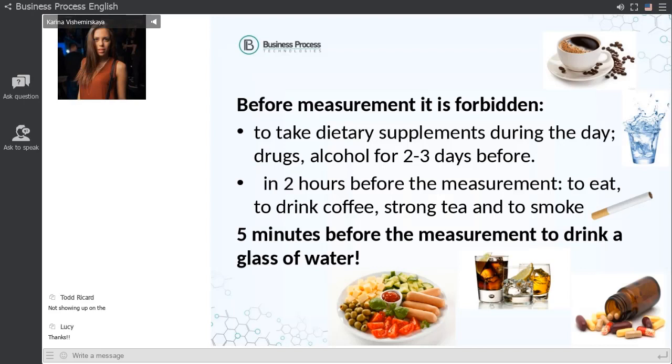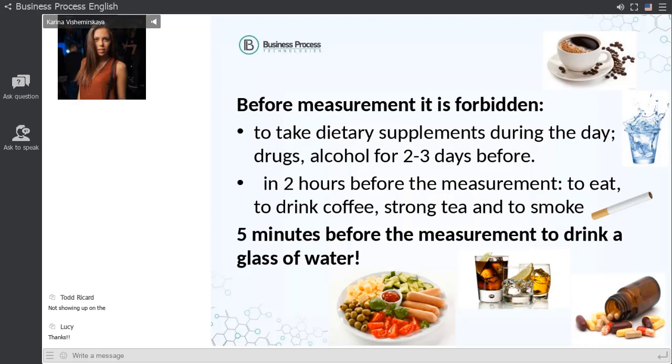What else is important? Before the measurement, it is forbidden to take dietary supplements during the day, drugs, or alcohol. About alcohol, it's even recommended for 2 or 3 days before. So it's better to run the test before you take any supplements or pills, because the pills also affect the organs and systems, which I will explain to you later. And alcohol, better even for 2 or 3 days, because the alcohol remains in our body.